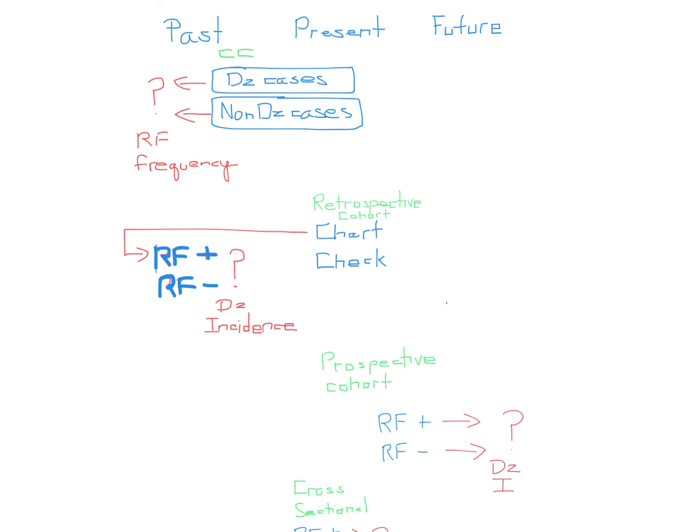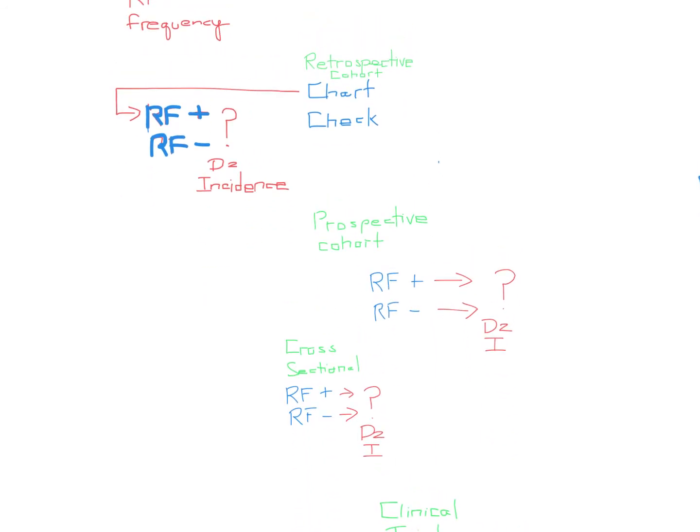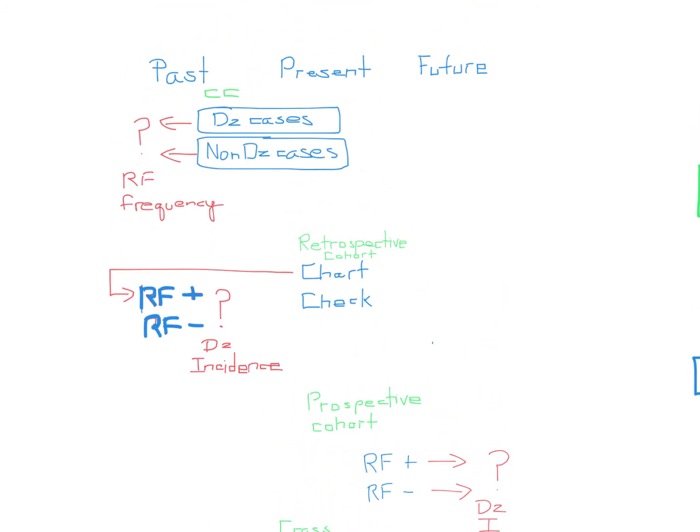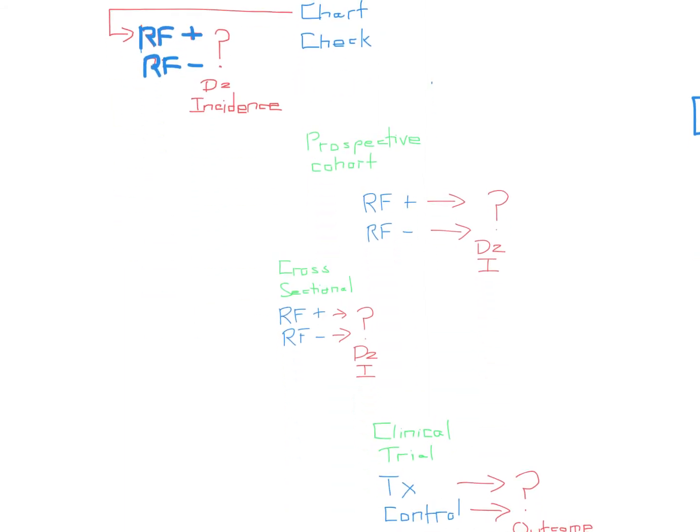And then another one is going to be cross-sectional. So the key between cross-sectional versus cohort versus case control is that both the risk factors and the disease process happen in the present time. So that's the difference. So both of these, for a cohort, we're going into the past or the future, or for case control, going into the past. But for this one, they all happen at the same time.